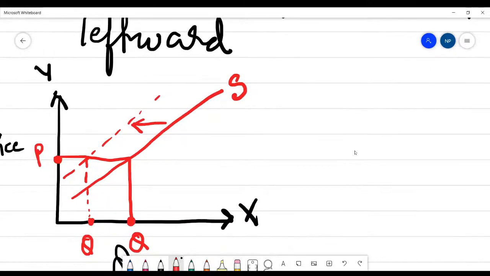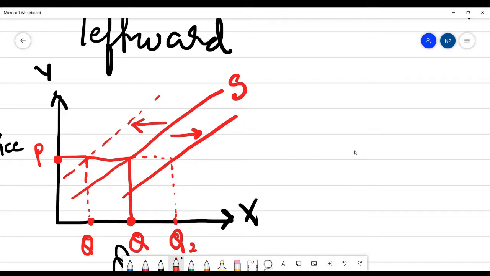That means if I'm increasing the quantity, if initially the quantity was at Q and the price remains the same, then from Q it shifts to Q2. All right. So the quantity is increasing here. That means the curve is shifting to right side. The supply curve is shifting to right side. Therefore, it is known as rightward shift.